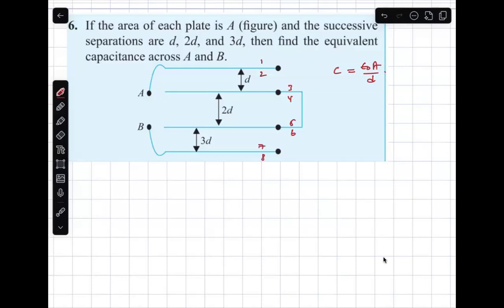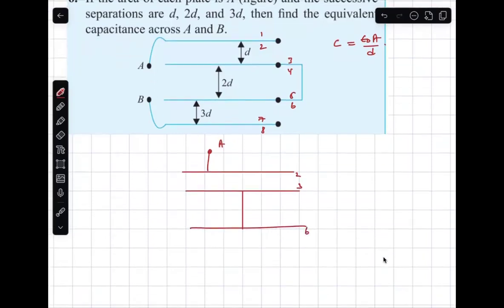Best thing is nothing stays between 4 and 5 because they are short circuited. Why? Now what is happening here? A is the first plate, followed by plate 2, 3, followed by 6, 7. Nothing, you short circuited these two plates.